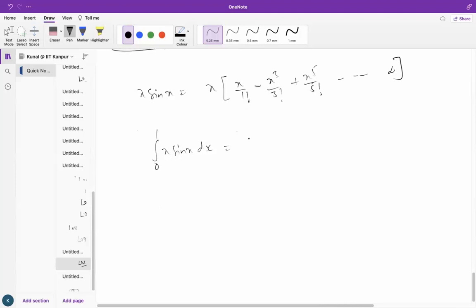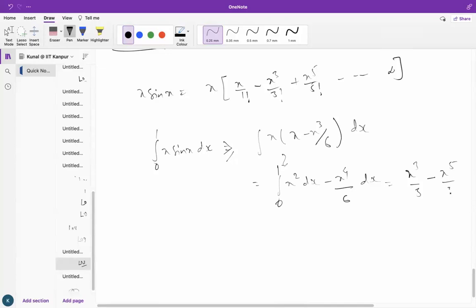Okay. So it is actually greater than or equal to, when we integrate just the two terms, x minus x cube by 3 factorial, and the 3 factorial value is nothing but 6. So we can write this as the integral of x square dx minus x4 by 6. So when we integrate this, what are we getting? We are integrating it from 0 to 1. So we'll get x cube by 3 minus x5 by 30, and this will go from 0 to 1.